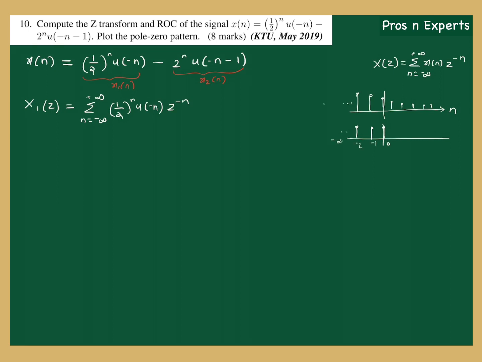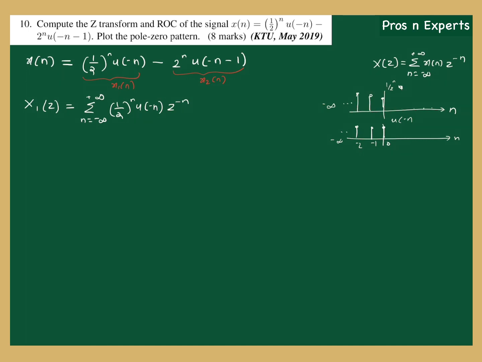Both these signals go to minus infinity. Okay. So what is the product of these two signals? Half raised to n multiplied by u of minus n will remove all these positive samples, because at that time u of minus n is 0. Okay. So this is an entirely left-sided signal. You can see the product is entirely a left-sided signal.